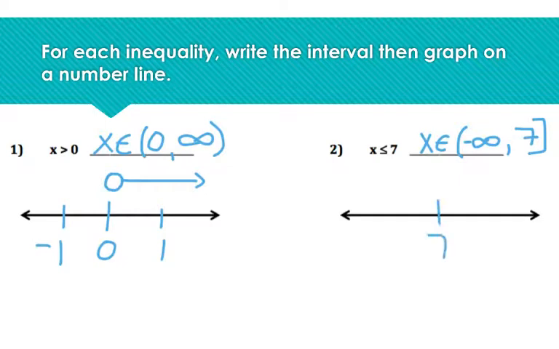Graphing, we have 7 in the middle, 8 to the right, 6 to the left. Here we're going to have a closed circle. And our arrow is going to the left to negative infinity.